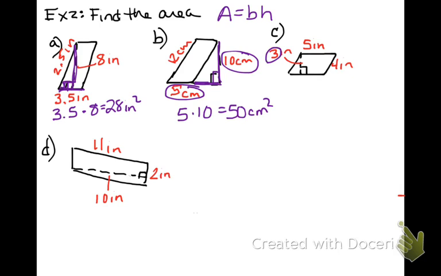Notice that on C, 3 inches is a right angle to this bottom, but the top of it is also equal. So that means this is also 5 inches. So you do 5 times 3, which equals 15 inches squared.